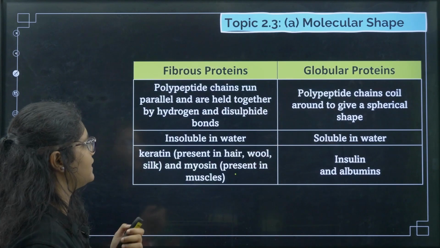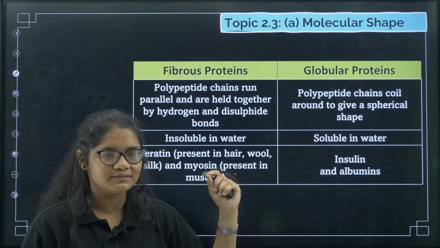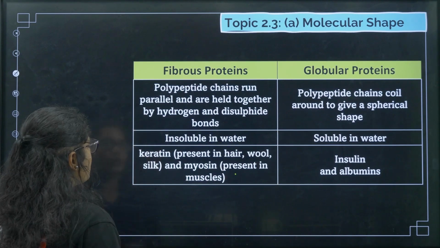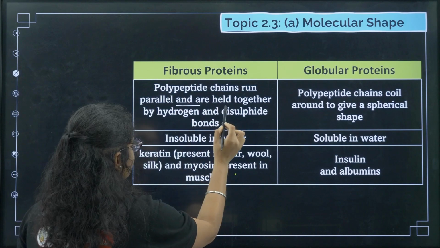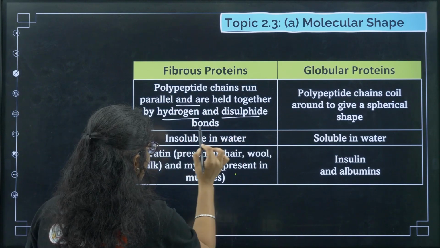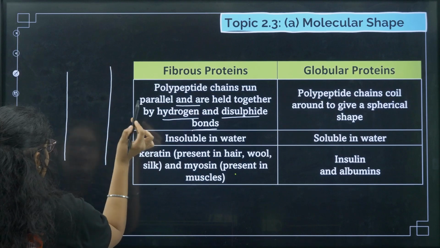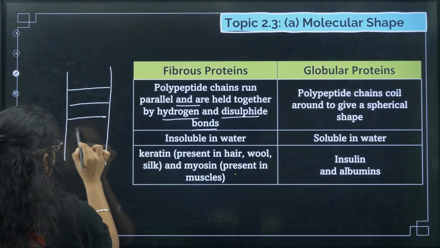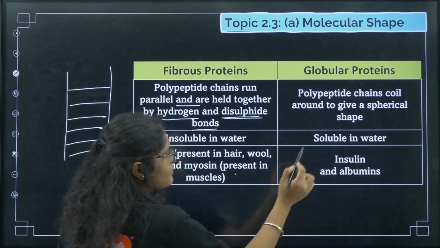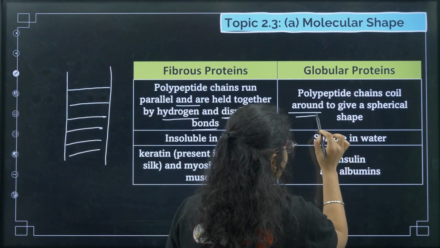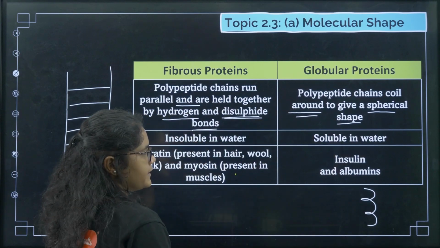Now let us discuss them in detail. First thing, the molecular shape, fibrous and globular proteins. We'll discuss the examples here. So in fibrous proteins, what happens? The polypeptide chains run parallel and are held together by hydrogen and disulfide bonds. These are held together by hydrogen bonds and disulfide bonds. Now in globular proteins, polypeptide chains coil around to give a spherical shape. So there is coiling of polypeptide chains here.